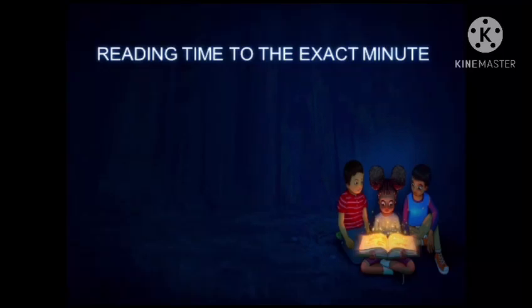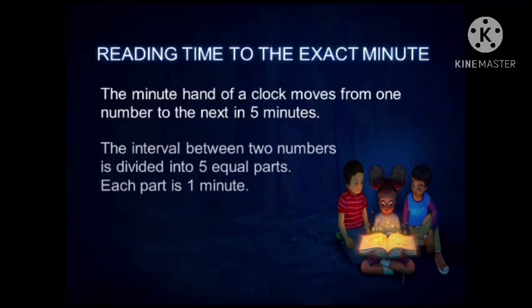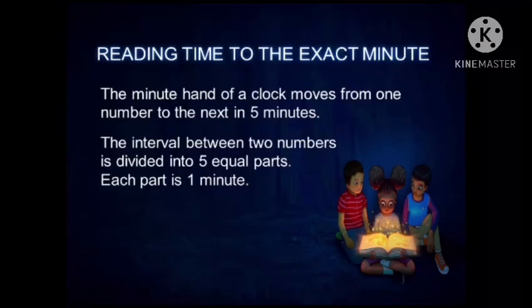We know about the long hand and short hand, the timing between one number to another number, and also between one scale to another scale. Based on this, we are going to calculate the time and read it. The minute hand of a clock moves from one number to another number in 5 minutes, and the interval between two numbers is divided into 5 equal parts, the small scales. Each part is calculated as 1 minute.